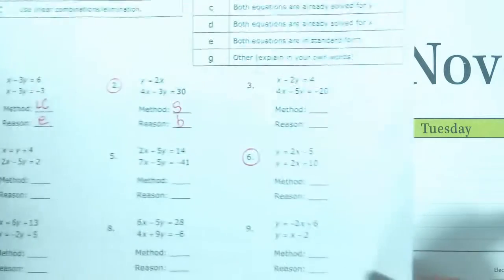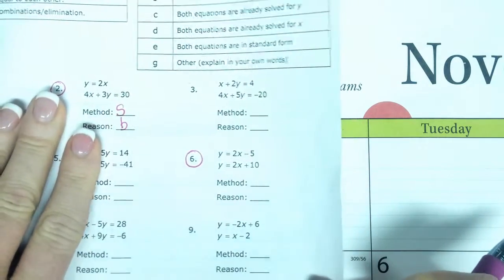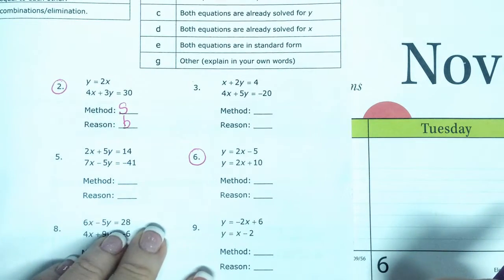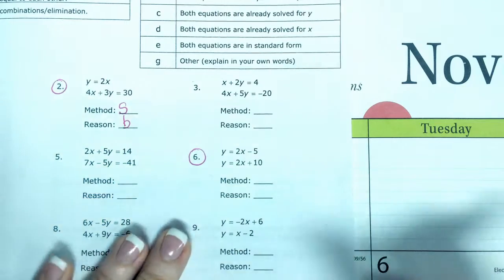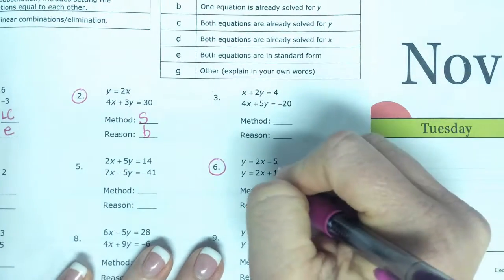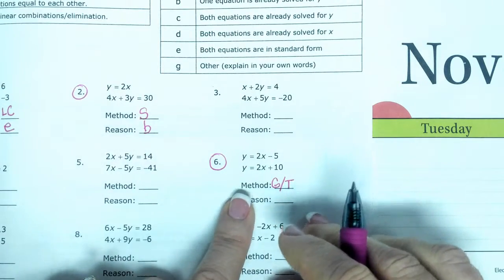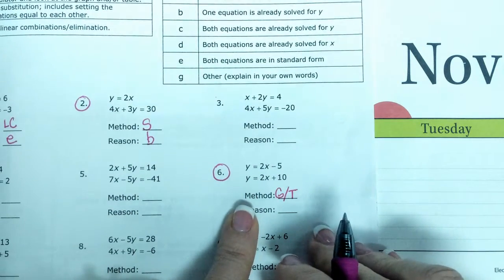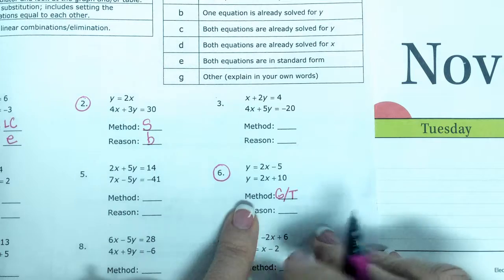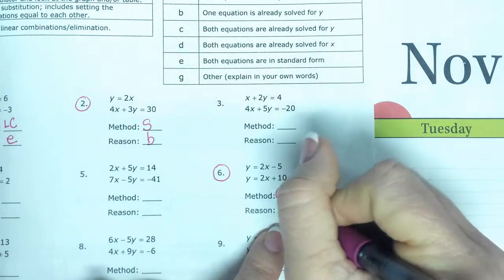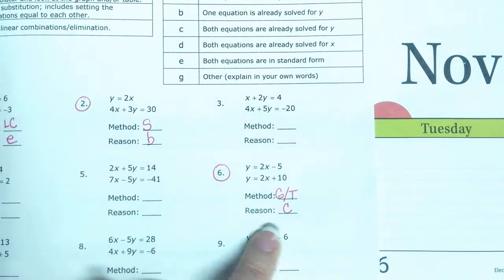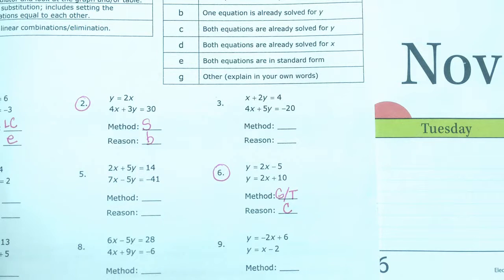Okay, let's go to number 6. Graphing. So our method will be GT. And the reason is why. Both the equations are already solved for y, so it's in that slope-intercept form, so C. Any questions so far?